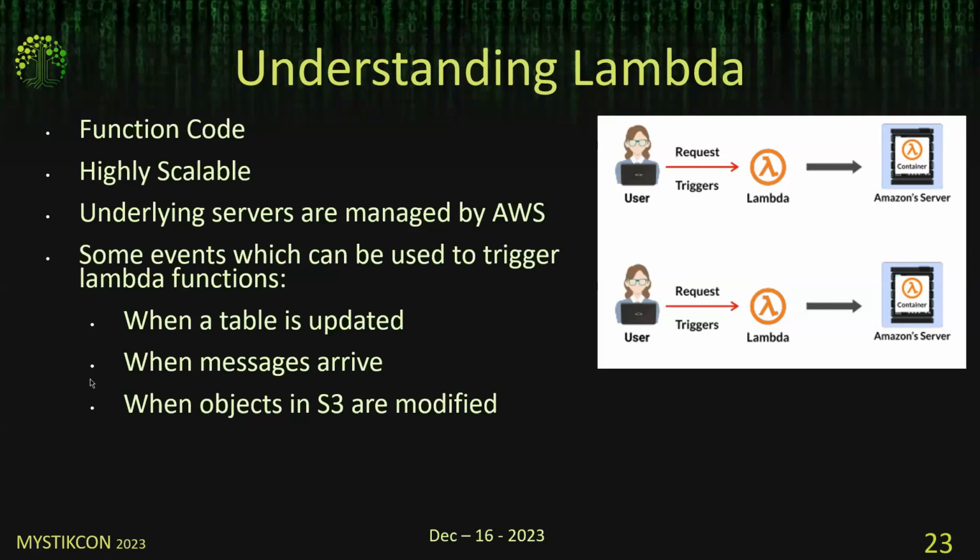So AWS services which are being used in the environment generate events, and then they act as an event source for Lambda. Some of the events which can be used are, for example, whenever a table is updated, do X action. Whenever messages arrive, do Y action. Those kinds of things. So whenever an event happens, Lambda comes into the picture if it is configured that way.